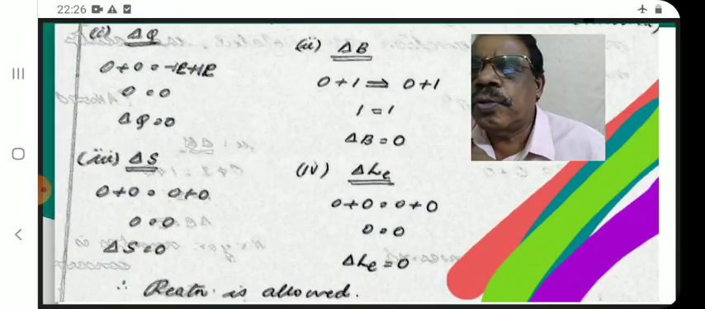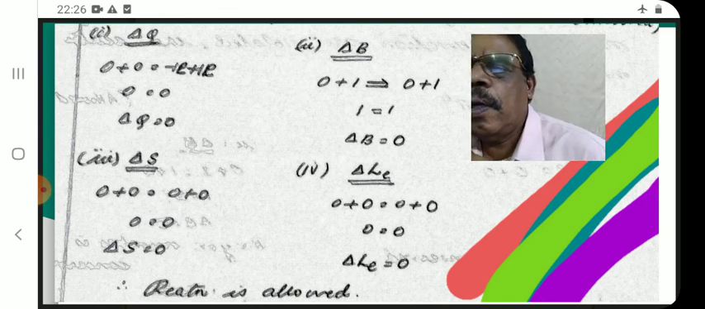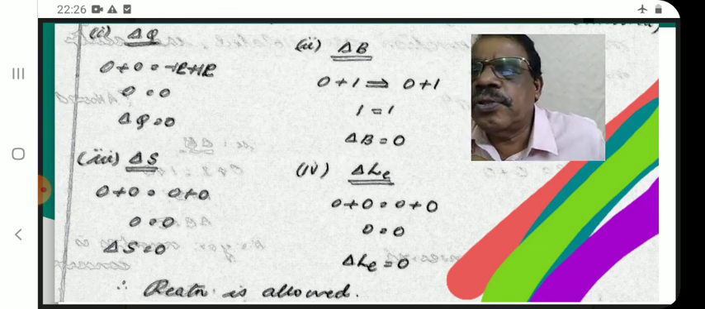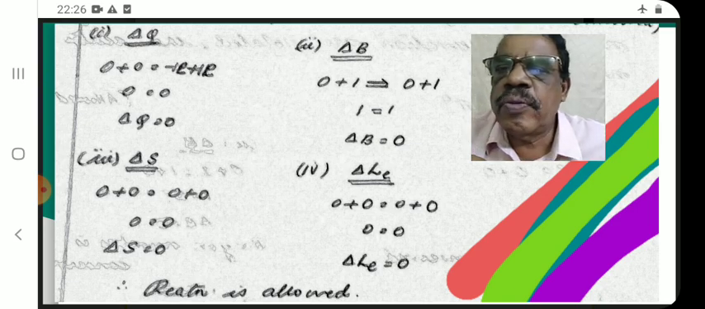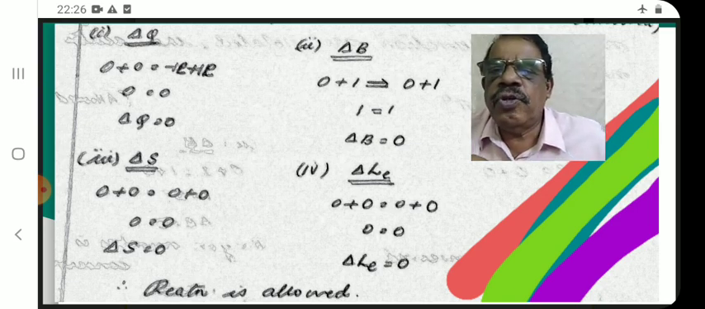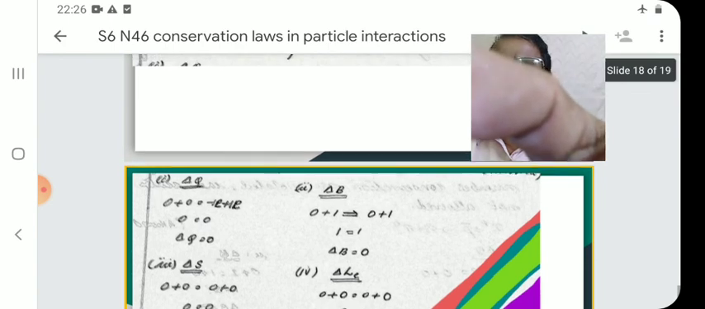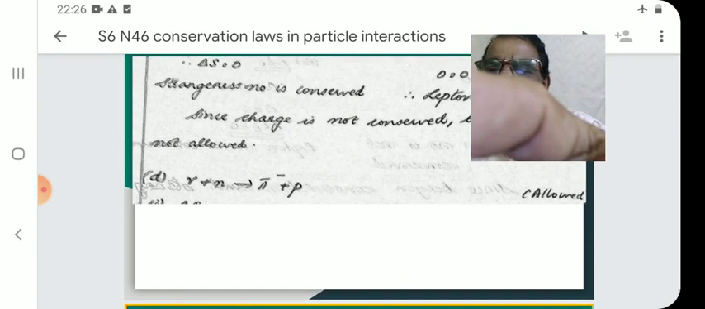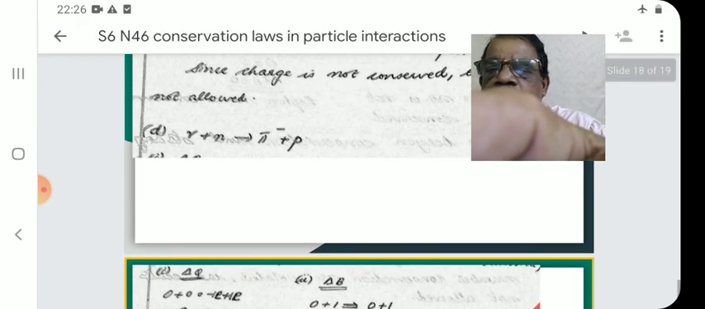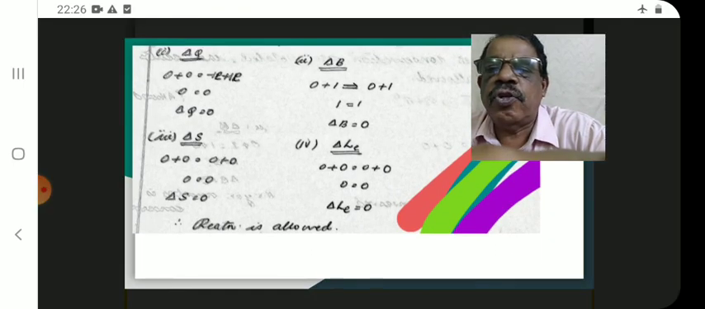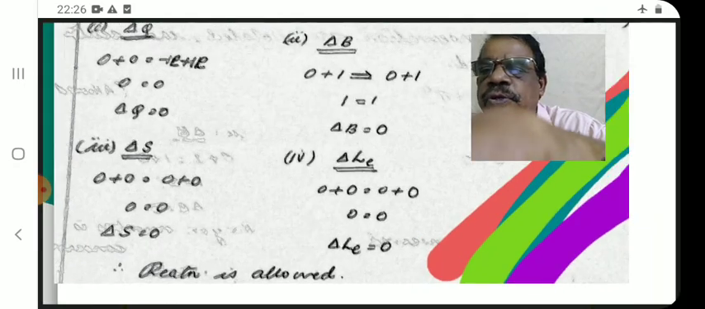Delta Q: 0 plus 0 is equal to minus e plus e, that is 0, delta Q is 0, charge conservation is possible. Delta B: 0 plus 1 is 0 plus 1, 1 is 1. What is the reason? Look at the equation. Pi minus is not a baryon, p is a baryon, that is plus 1. So 0 plus 1 is equal to 0 plus 1, 1 is 1, delta B is 0.